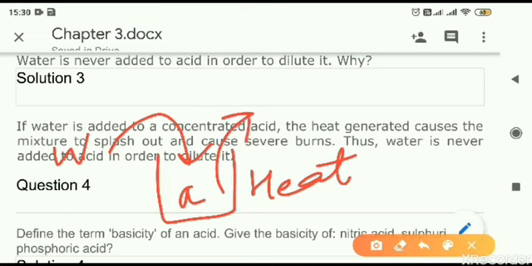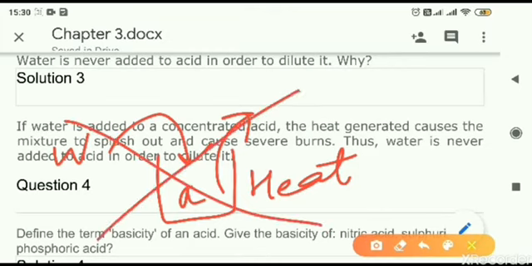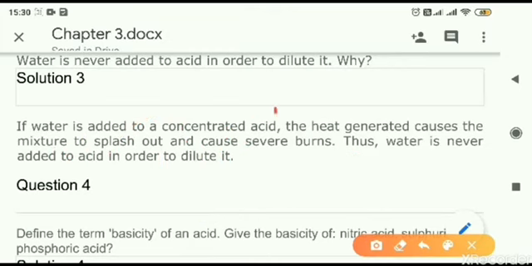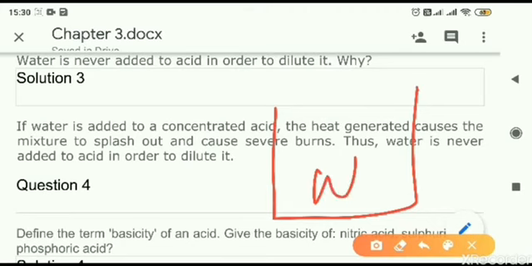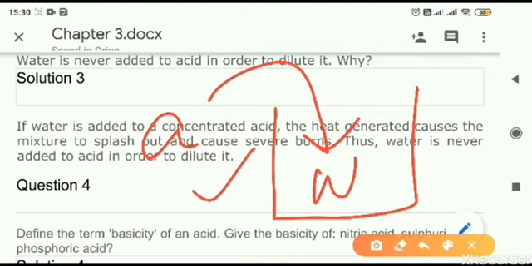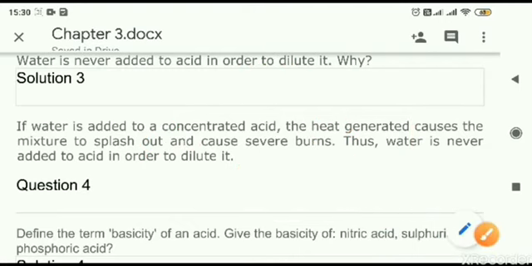It can splash outside and cause severe burns. It can come to our face, our hands, it can affect our body and cause severe burns. So this is not the correct method to prepare a dilute solution. What we generally do is take water in a container and add the acid into the water. This is the right method. Don't do it the opposite way, it will cause severe burn injuries.